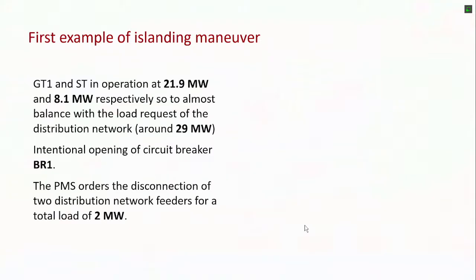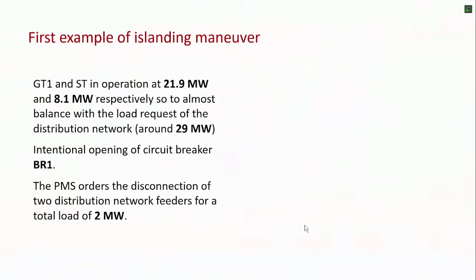We have here that the gas turbine 1 and the steam turbine are in operation at this level of power, 21 megawatt and 81 megawatt for the steam turbine. It was early in the morning, so the load was not so much. The idea was to represent the typical behavior, to almost balance the load request of the distribution network. So we have not much power flow in the connection to the high voltage network.